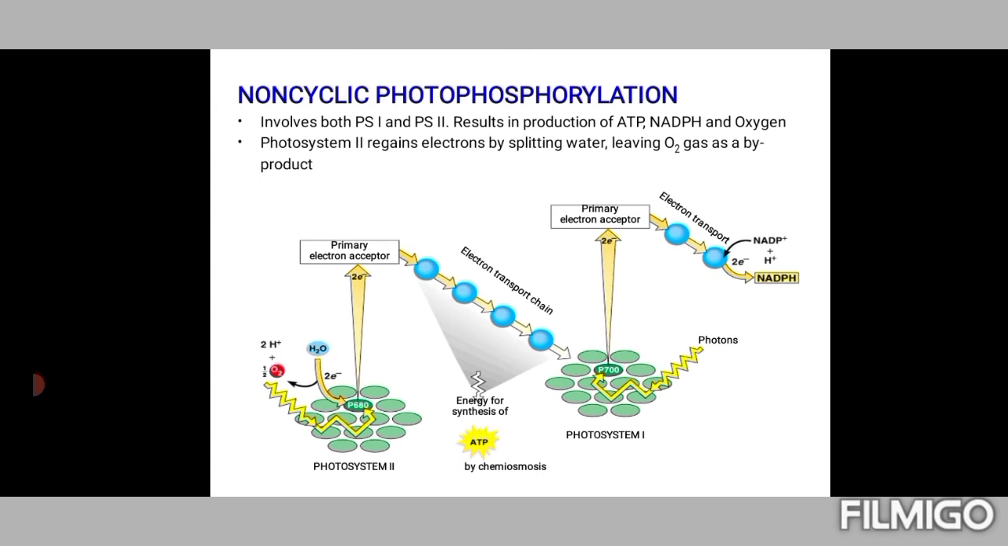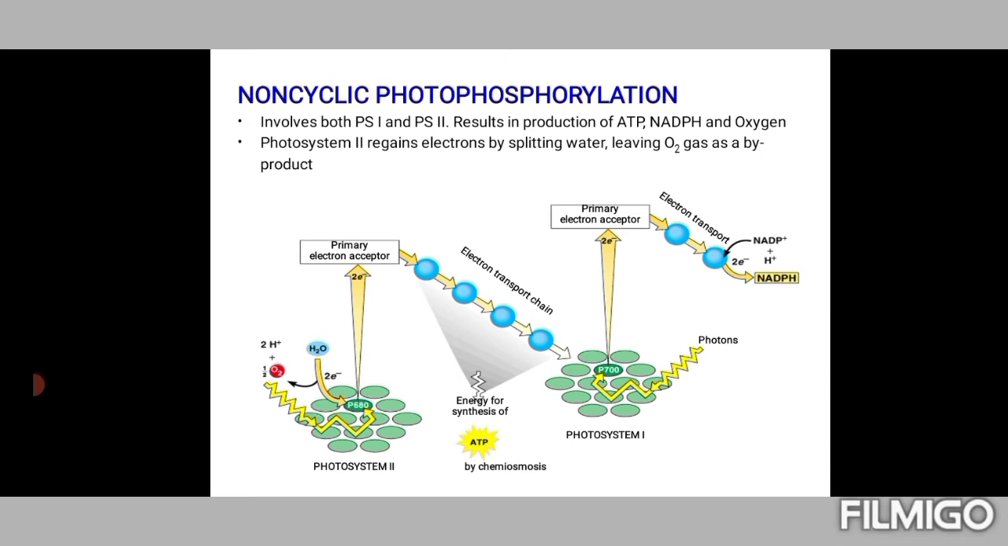Now this is non-cyclic photophosphorylation. As we know, it causes ATP synthesis. It results in NADPH production, and photolysis with the release of oxygen also takes place in non-cyclic photophosphorylation. Now this involves both photosystem 1 and photosystem 2.